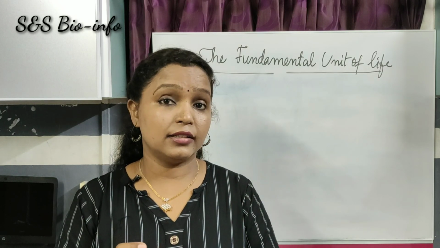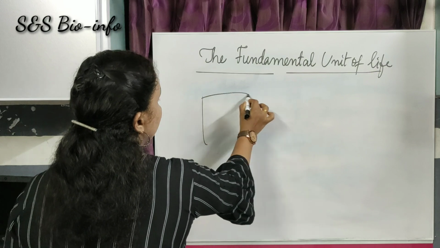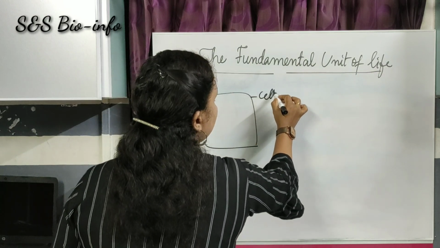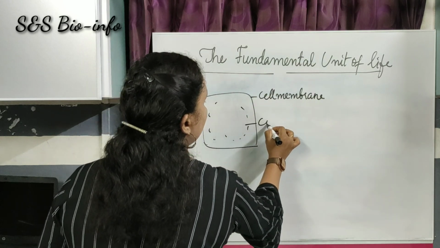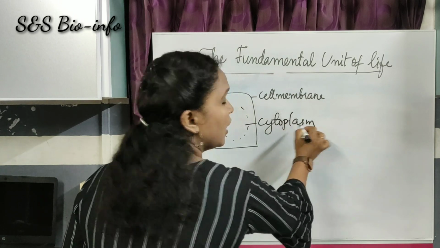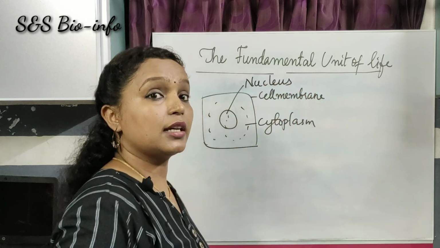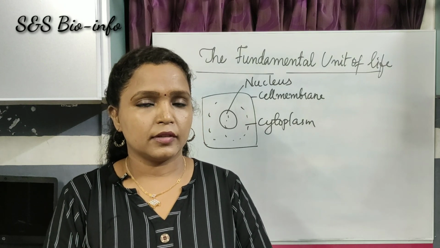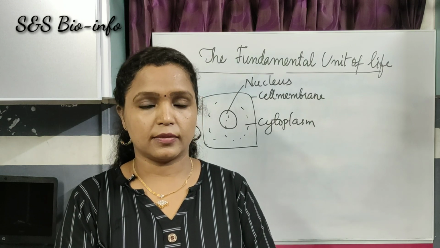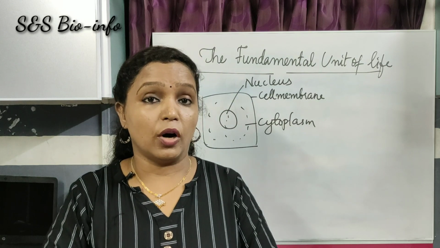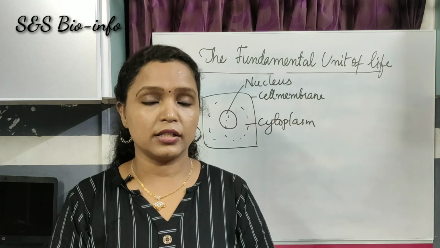You have already studied the components of cells in lower classes. The main components of a cell are, suppose this is a cell, it has cell membrane, cytoplasm and nucleus. These are the three main parts of a cell. Cell is the basic functional and structural unit of living organisms. A cell is able to perform all life activities and also becomes the fundamental unit of an organism.